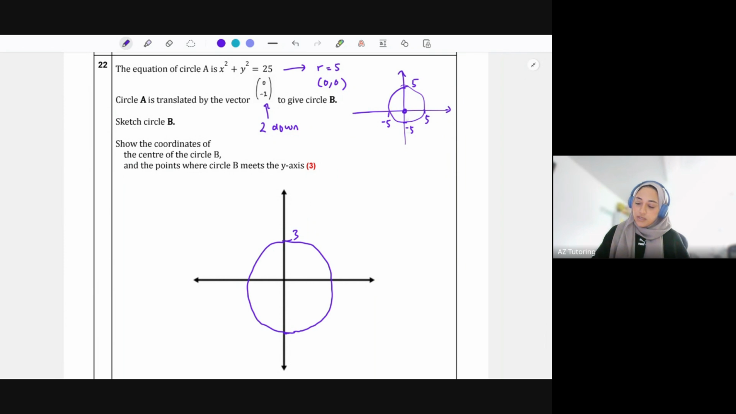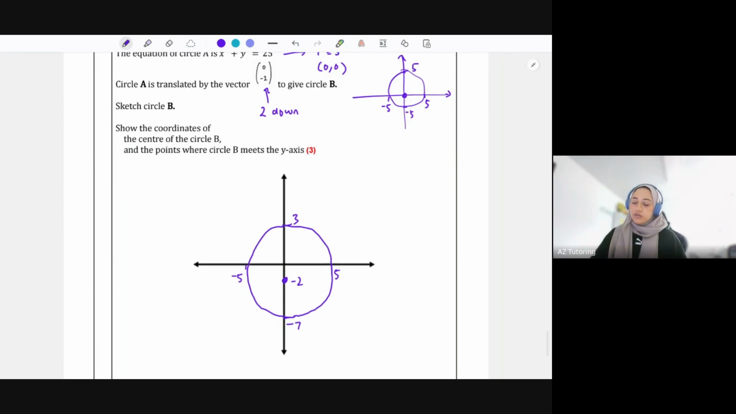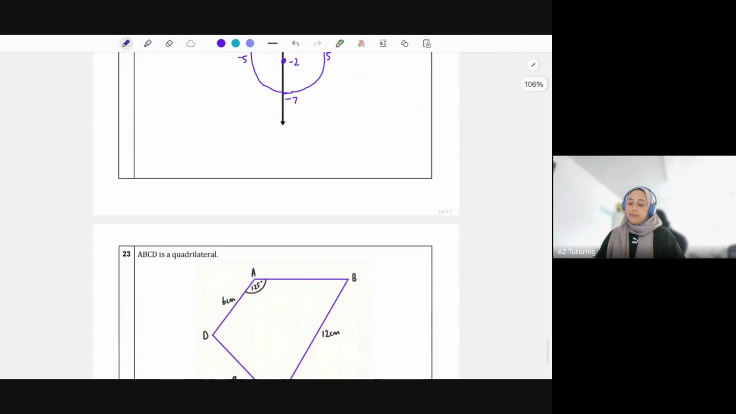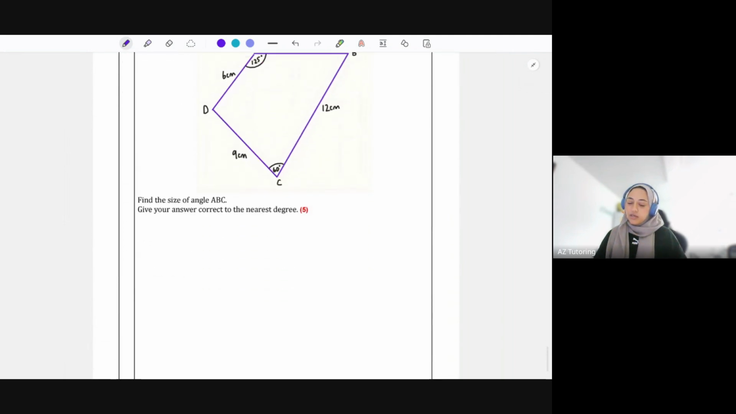And then our bottom one here, the minus 5, has shifted 2 down, so it's minus 7 now. These ones remain the same. That's 5, that's minus 5. Our center is no longer 0, 0. It's moved down 3. So not 3, sorry, 2. So the center would be approximately there, so minus 2 down. So as you can see, the whole circle has been shifted down by 2. It's not changed in the x direction. So that's circle B for 3 marks. Let's do question 23, and this is the last question.